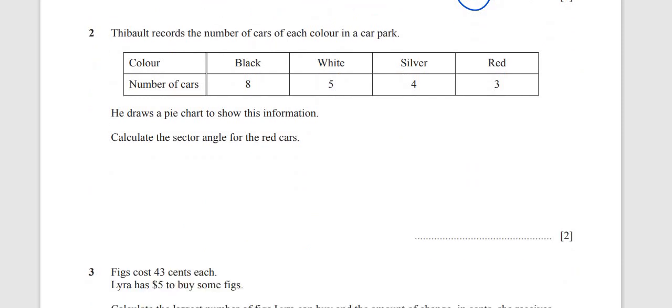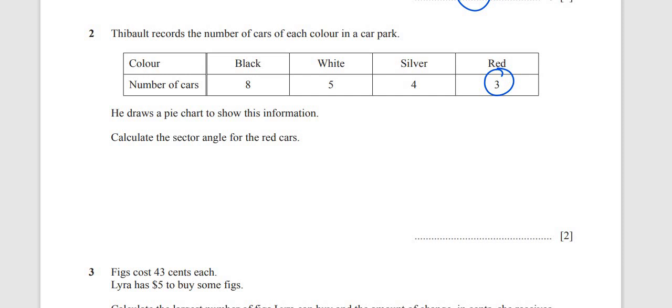So Thibault records the number of cars of each color in a car park. So you can see on the table we have black, there are 8 of them, white 5, silver 4, and red there are 3. So he draws a pie chart to show this information. So calculate the sector angle for the red cars. So to work out the angle of the sector, first we need to express the number of red cars as a fraction of the total number of cars.